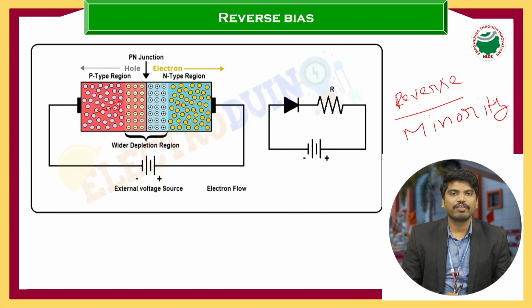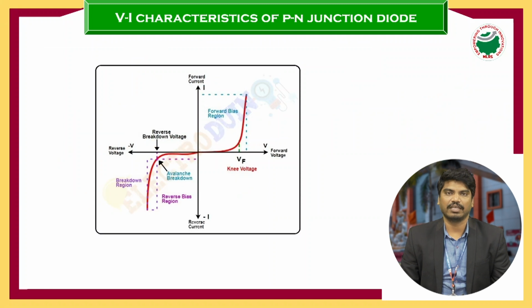Now, if you increase the negative voltage more and more, what happens in the reverse bias? And at the same time, if I increase the positive voltage, the forward bias voltage, more and more, what will happen? That we will see in the VI characteristics of the PN junction diode.